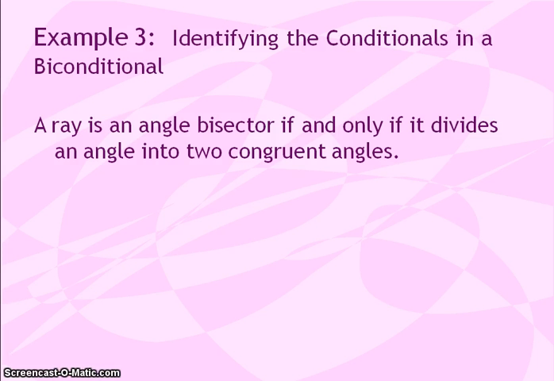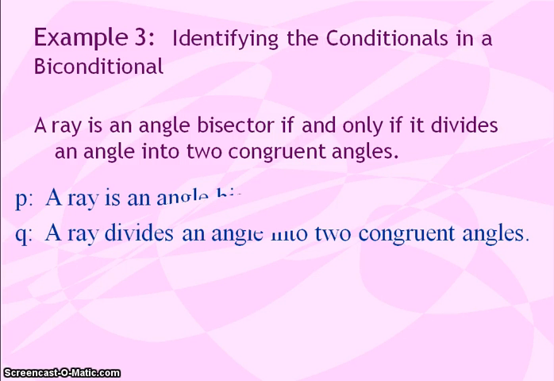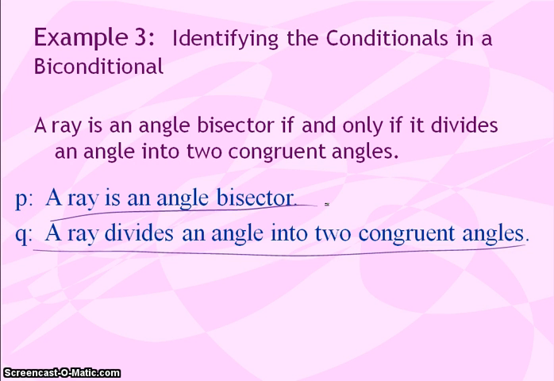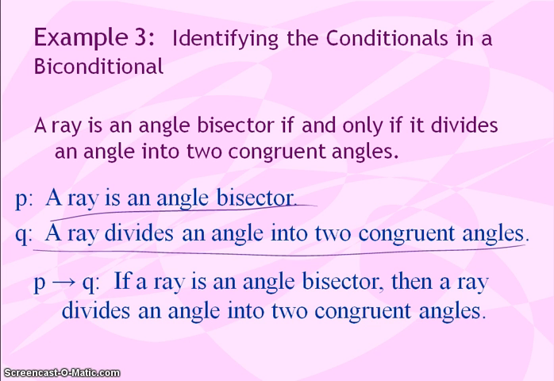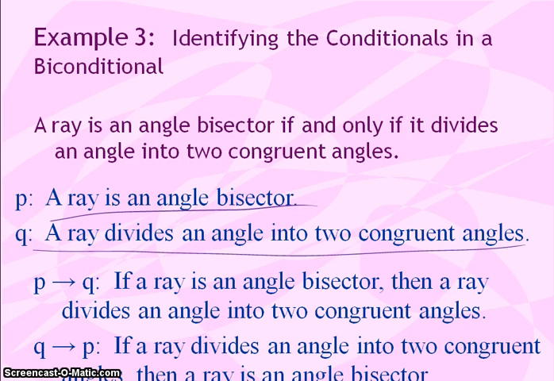All right, so what are the two conditionals in this biconditional? Well, P is if a ray is an angle bisector, Q is then the ray divides an angle into two congruent angles. And you can see that in this biconditional, P then Q works. If a ray is an angle bisector, then a ray divides an angle into two congruent angles. And for it to be a biconditional, the converse has to work as well. So Q then P must also work, and it does. If a ray divides an angle into two congruent angles, then a ray is in fact an angle bisector.